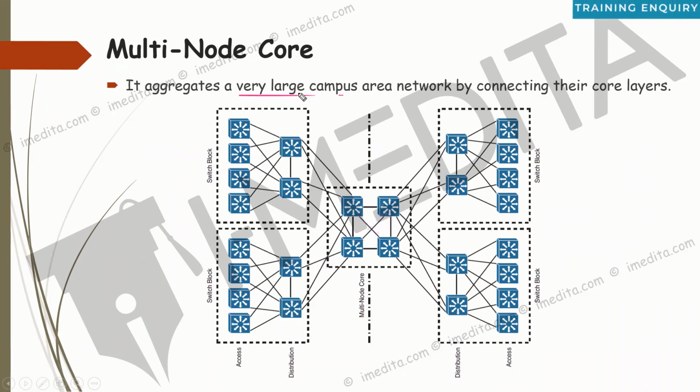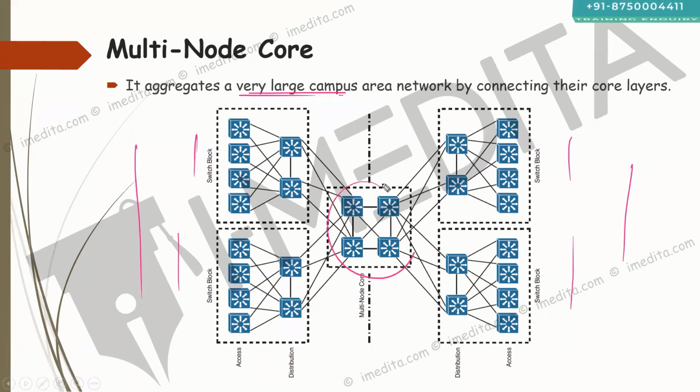It is for a very large campus network where we have multiple buildings, where we have multiple campuses, and we want to connect all of them together with the help of the core layer. So this type of design is what we refer to as multi-node core.